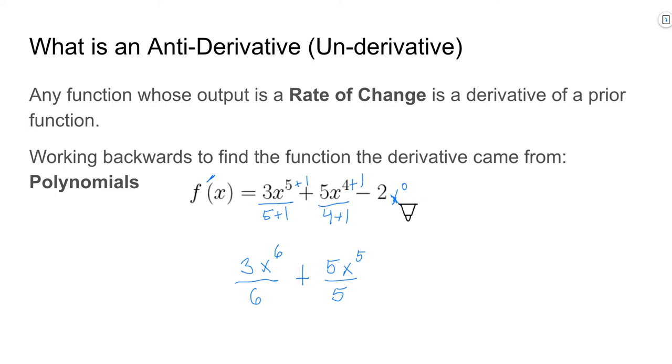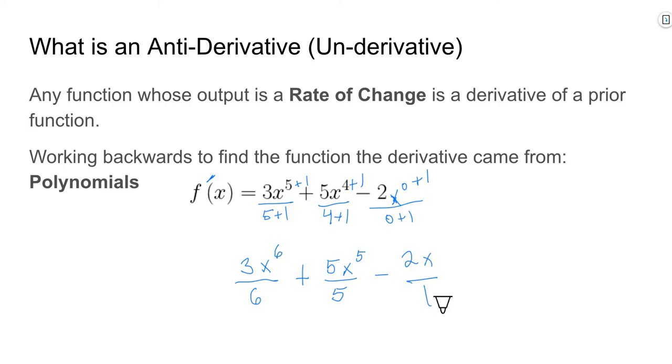So now I do the same process, right? I add 1 here and divide by the new exponent, which is just 1. It's not a big deal, but I'm going to get 2x to the 1 power, and again, I'll write it over 1. Am I missing anything?